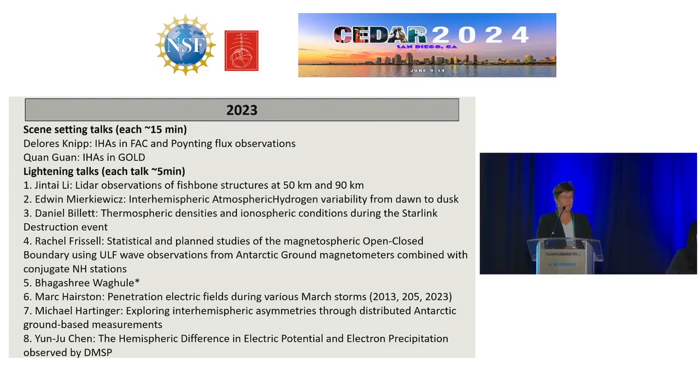In our second session, we had Dolores Knipp and Chuan Gan speaking about different aspects of interhemispheric asymmetries in both field-aligned currents, pointing flux observations, and in the GOLD observations, and then also a variety of fast lightning talks, leaving time for discussion.